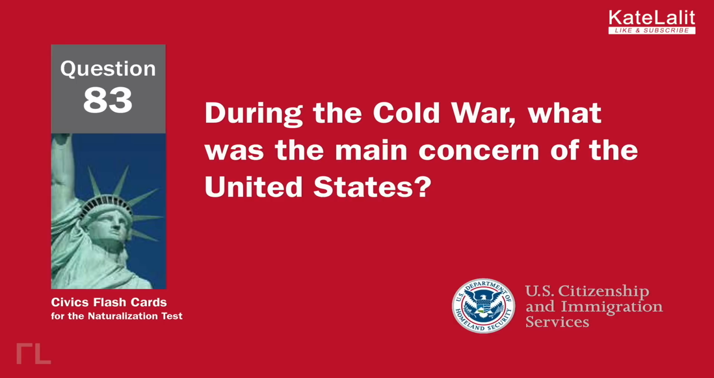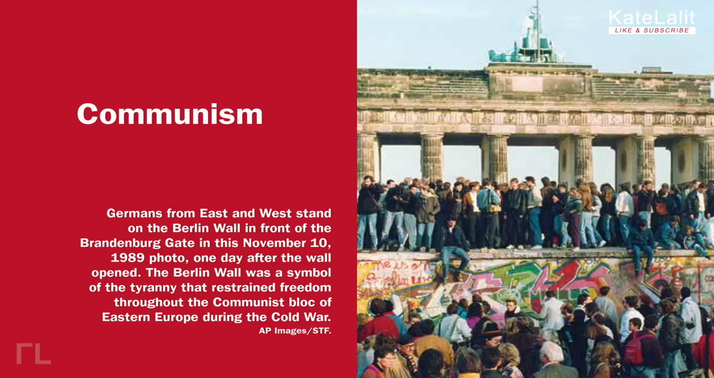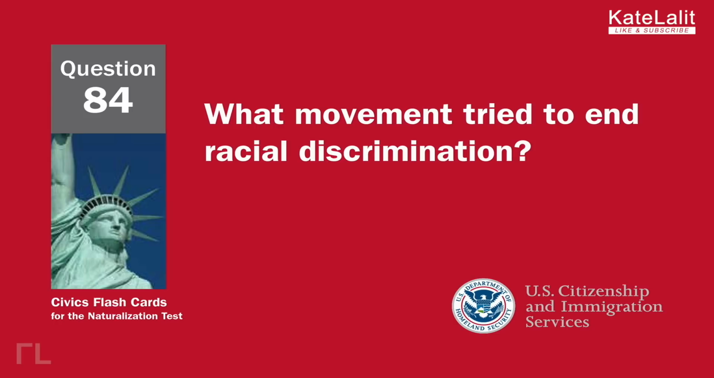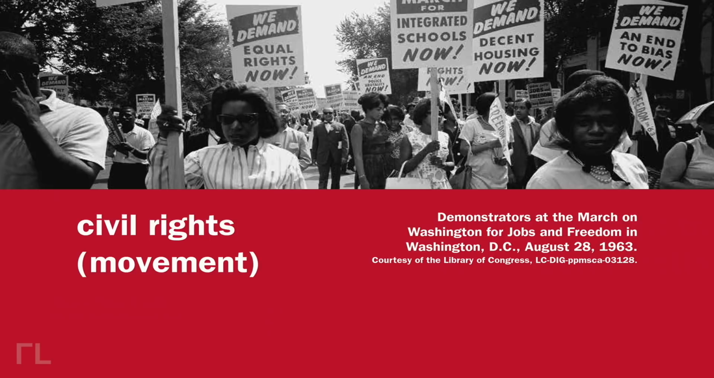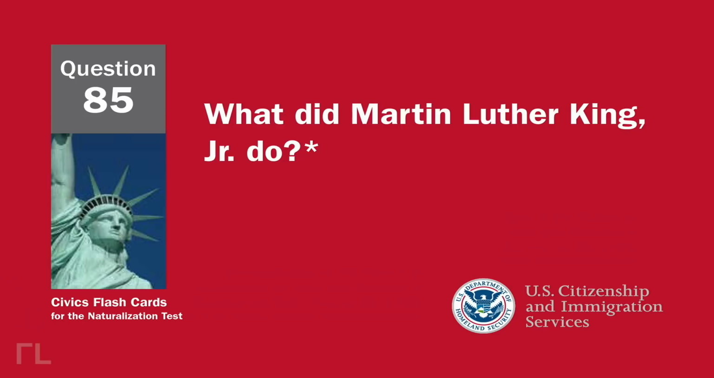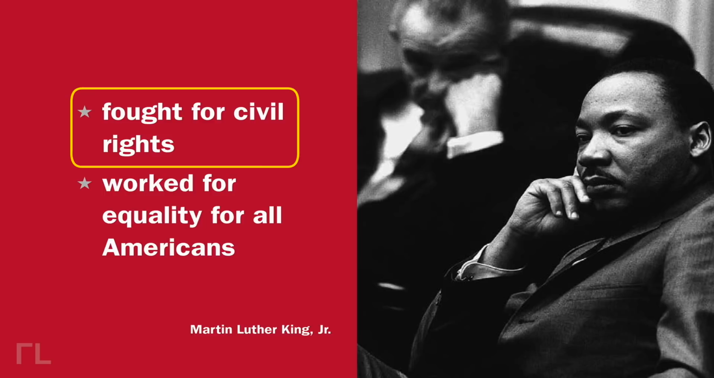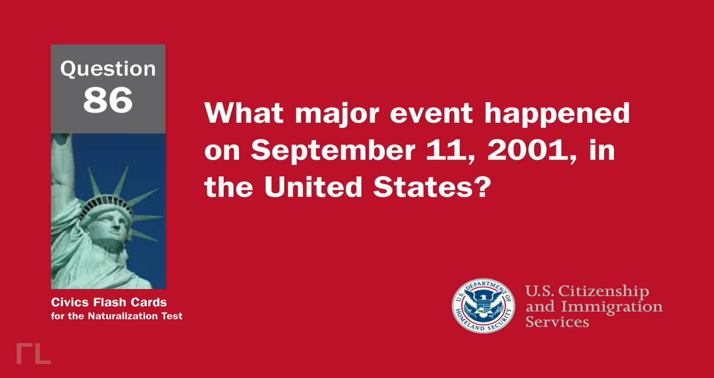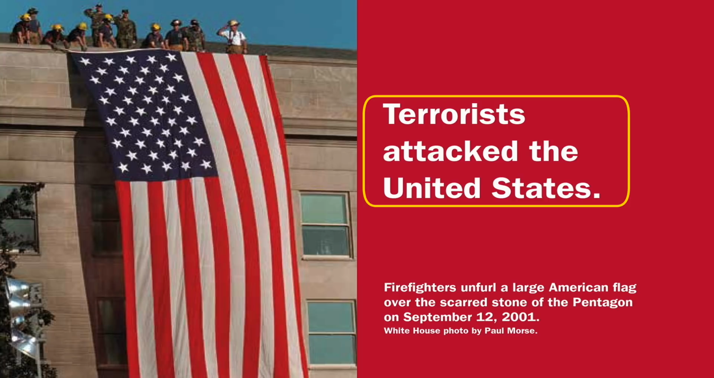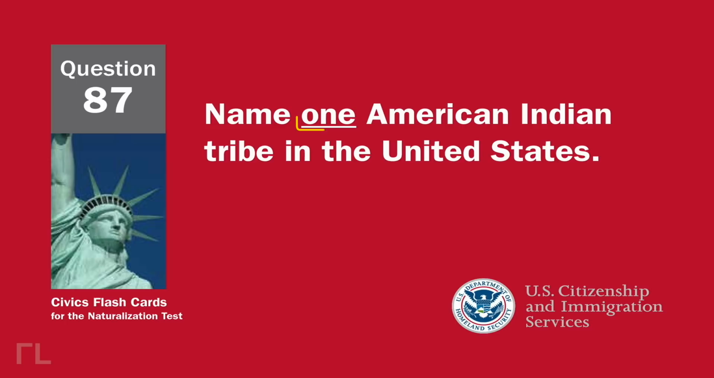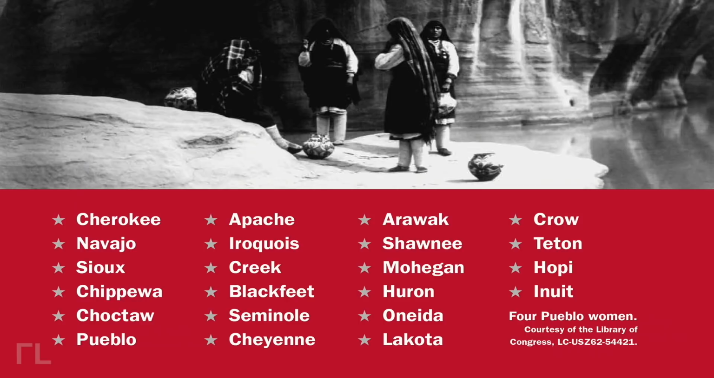During the Cold War, what was the main concern of the United States? Communism. What movement tried to end racial discrimination? Civil rights movement. What did Martin Luther King Jr. do? Fought for civil rights. What major event happened on September 11, 2001 in the United States? Terrorists attacked the United States. Name one American Indian tribe in the United States. Cherokee.